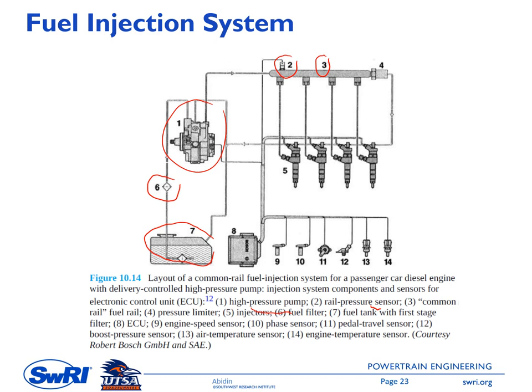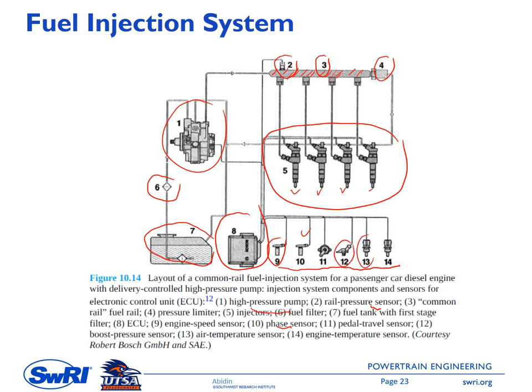This is used to make sure that the pressure here is uniform, so that the fuel is injected uniformly between the cylinders. It's called common rail. And then number 4 here is the pressure limiter. And then 5 here is the injector. So each cylinder has one injector. And then 8 here, I believe this is the ECU. This is used to control the amount of the injection based on several parameters measured by several sensors here. Number 9 here is the engine speed sensor. Number 10 is the phase sensor. 11 is the pedal travel sensor. And there is also a boost pressure sensor, for sure, and so on.